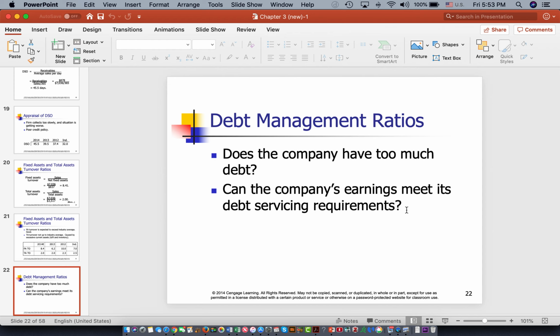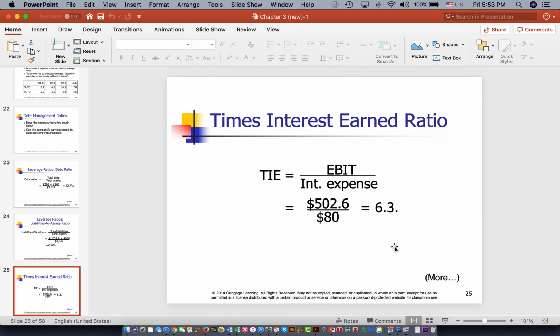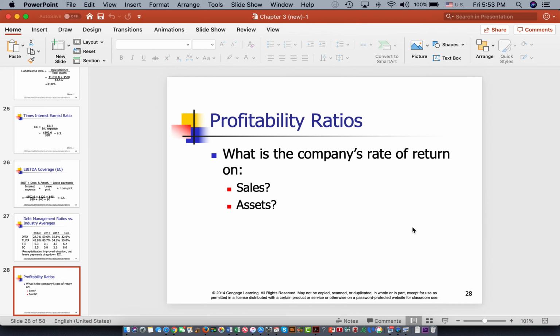Debt management ratios are basically the financial risk ratios, and the higher the debt ratio, the worse your company is. Then there is EBIT over interest expense, meaning how many times you can pay your interest with your EBIT. TIE is 6.3 and the industry is 6.2, so it is about the same. Profitability ratio is the last one, and then market book ratio is the market ratio.